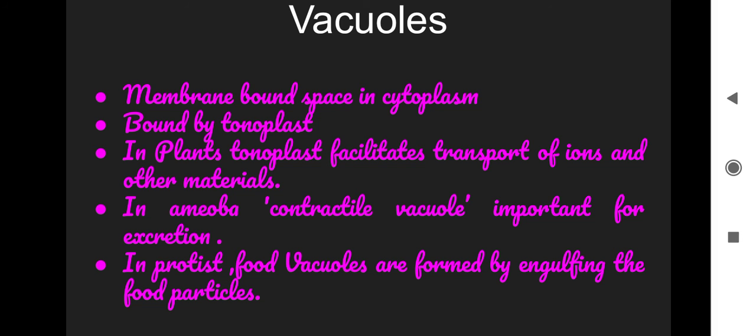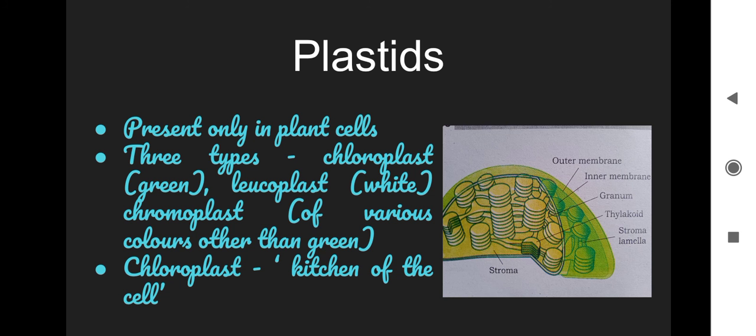Next one is vacuoles. Vacuoles are membrane-bound spaces in the cytoplasm bound by the tonoplast. In plants, the tonoplast facilitates transport of ions and other materials. In amoeba, the contractile vacuole is important for excretion. These are very important points. In protists, food vacuoles are formed by engulfing the food particles.